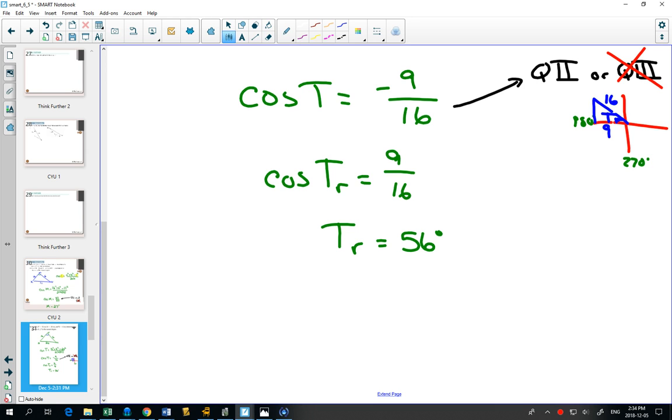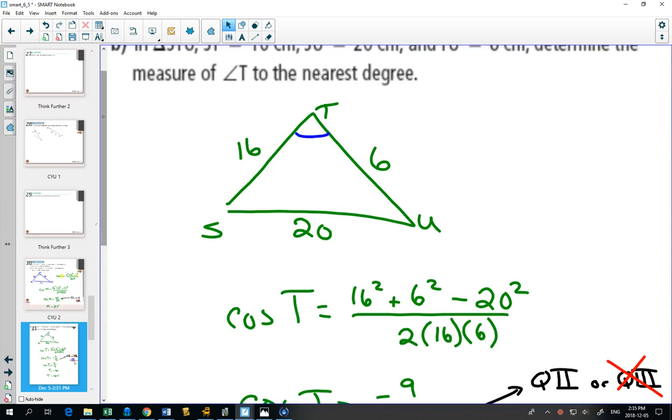If my reference angle is 56 degrees, what is my actual angle in quadrant 2? I went to my calculator and drew the triangle with the reference angle. I used SOHCAHTOA from grade 10, and I just did cos inverse of 9 over 16. And so angle T, because it would have to add up to 180, will be 124 degrees. Again, we're using the idea of a reference angle here, so this angle to the nearest degree would be 124 degrees.